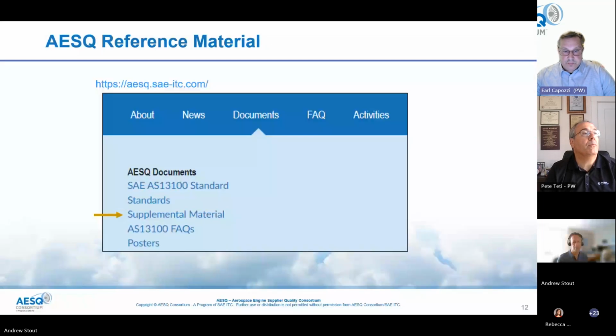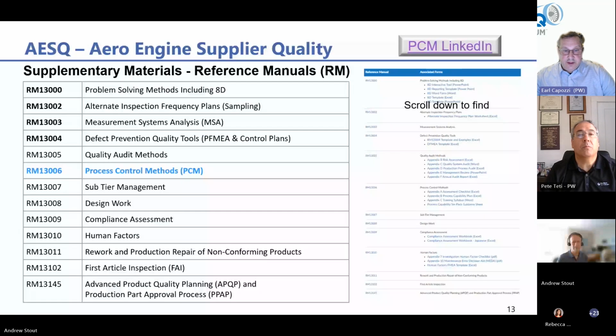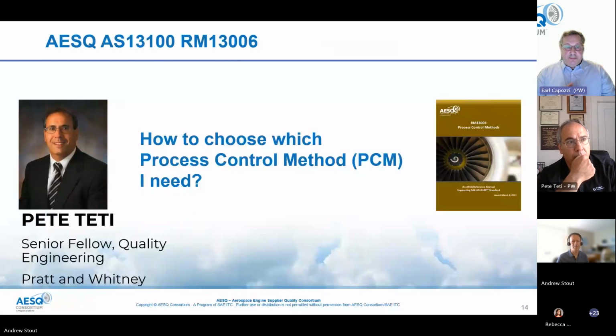Next slide. And once again, all the reference materials are available on the AASQ webpage. Past webinars and FAQs are also there, so please take advantage of that. The next slide shows the different RMs that are available, and you can see right in the middle, RM13006 is what we're here to talk about today. Then on the right side, you can see the different templates that are also available to support process control. So next slide, I'm going to hand it over to Pete.